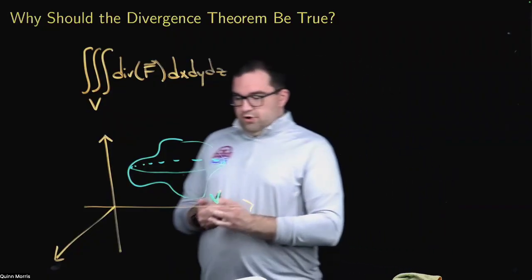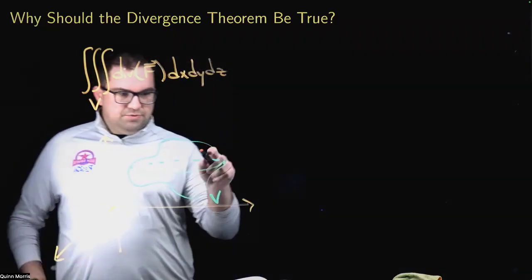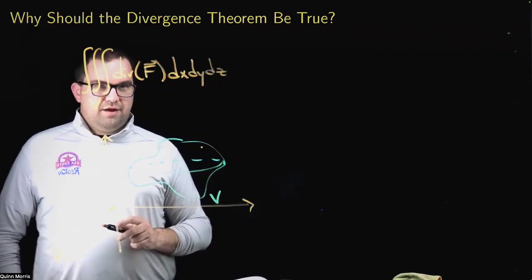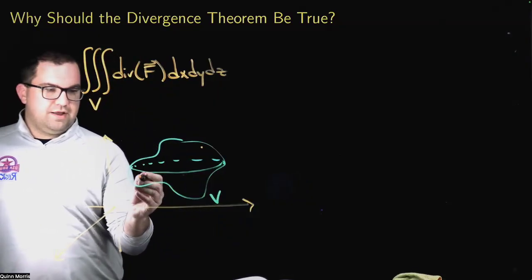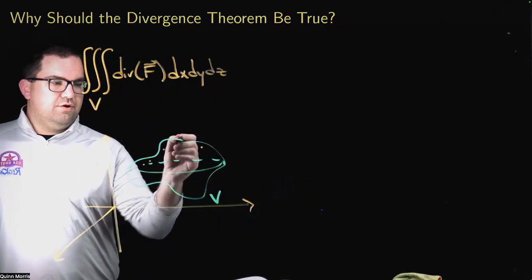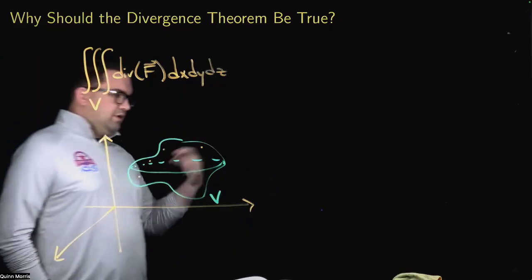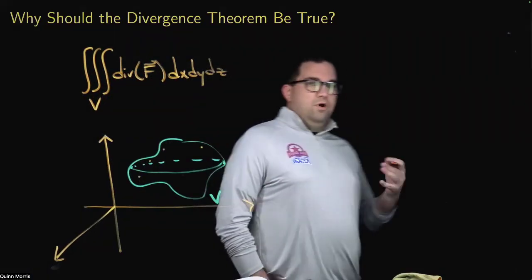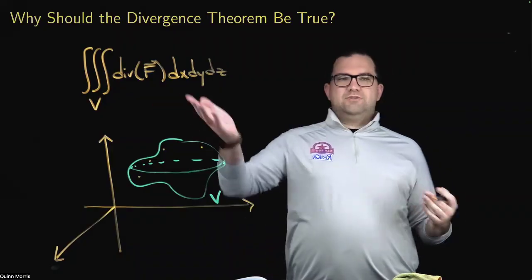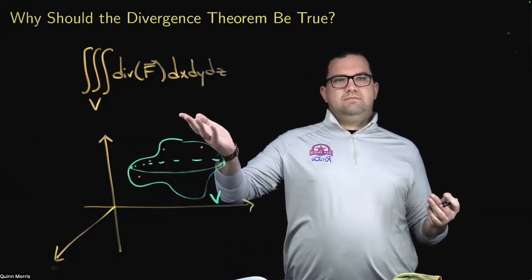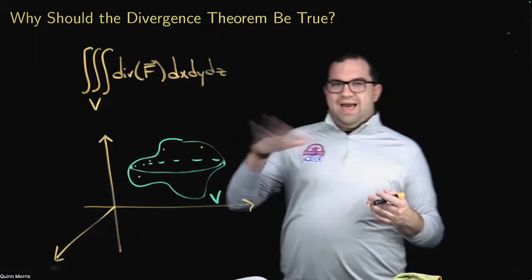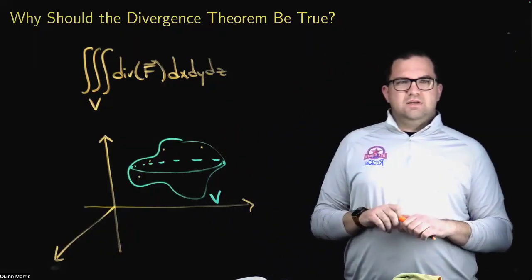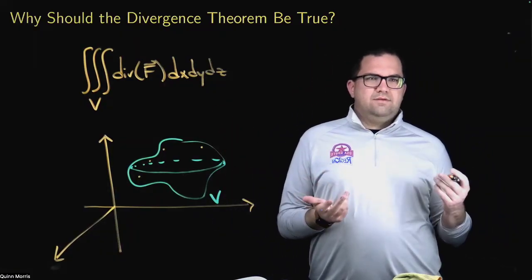So I could come in here, and at each point inside here, I could calculate the divergence. I could calculate the divergence there, there, and there. At every point in V, I calculate the divergence. And then I want to add it all together. Fundamentally, that's what integration is. And the question is, what ought I to get?